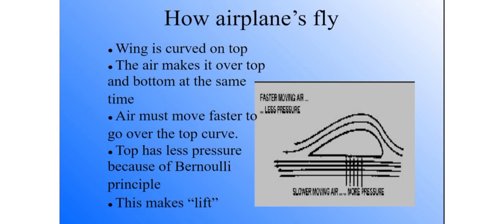So, class, how do airplanes fly? Anyone? Well, the wing is curved on top, right? So the air makes it over the top and bottom at the same time. Air must move faster to go over the top. It is because the top has less pressure because of Bernoulli's principle.